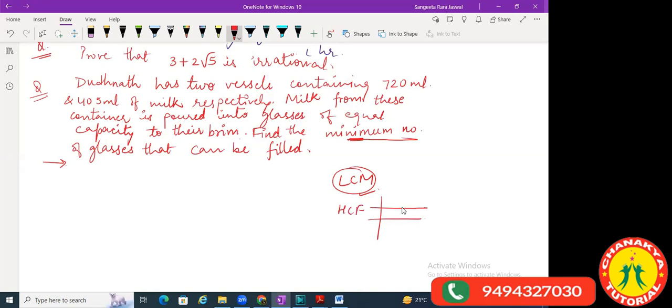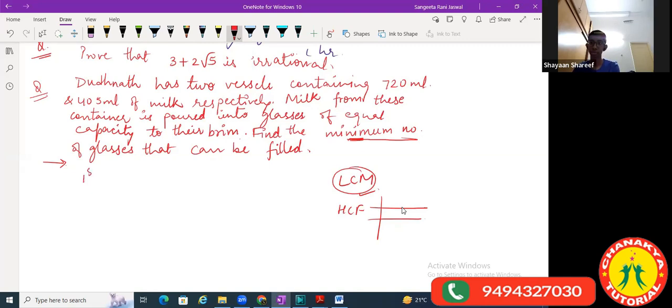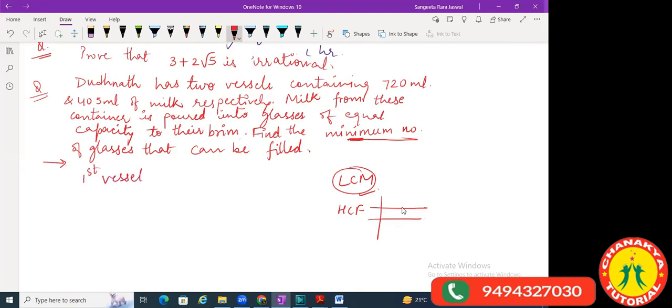Okay. Are you understanding? Yes. Now see here, I'm just writing, you please write down in proper statement form. First vessel has the capacity of 720 ml, okay? And the second vessel has 405 ml capacity. Now to find the maximum quantity of milk, what do we need to do? We need to take the HCF of 720 and 405.